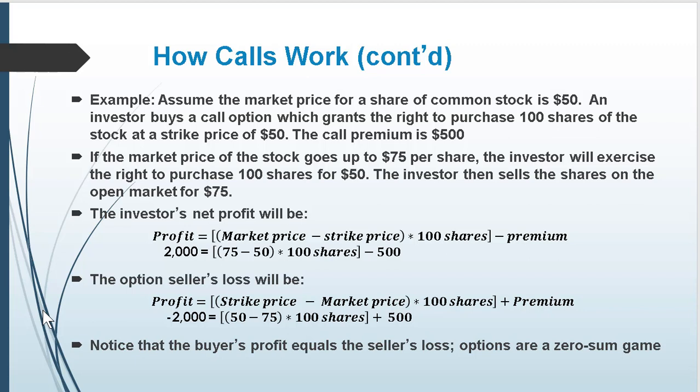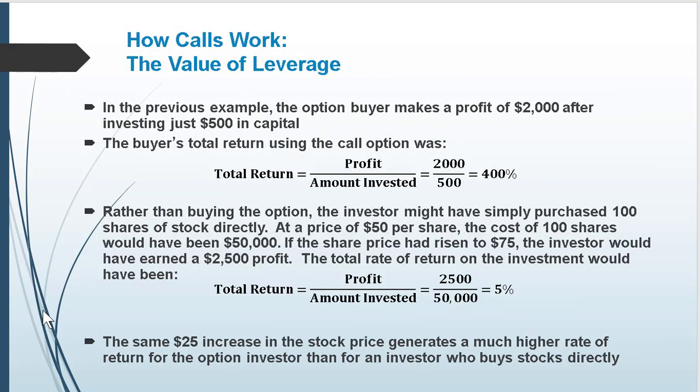Now the option seller's loss is going to be the exact same. They lost $25 on each share, times 100 is $2,500, but they received $500. So when we think about options, we think that it's what's referred to as a zero-sum game, right? In the end, the profit of one side of the coin is exactly equal to the loss on the other side of the coin. So how does this work when you think about calculating returns?